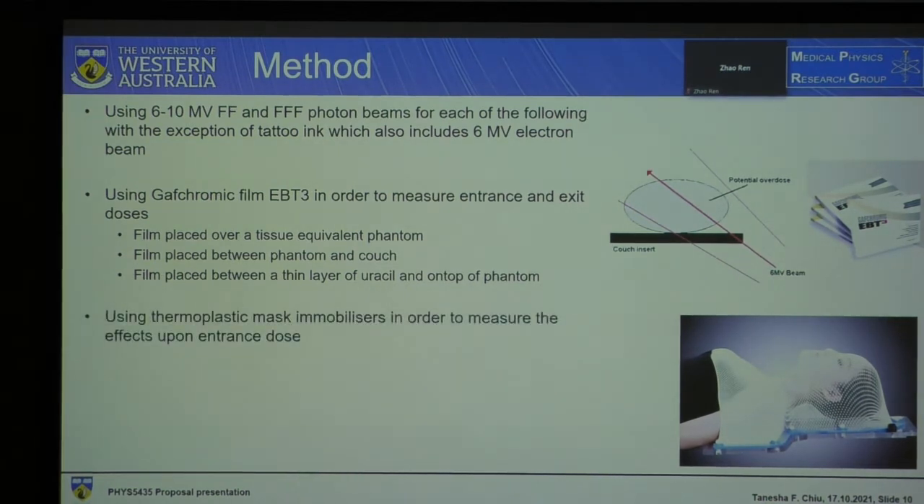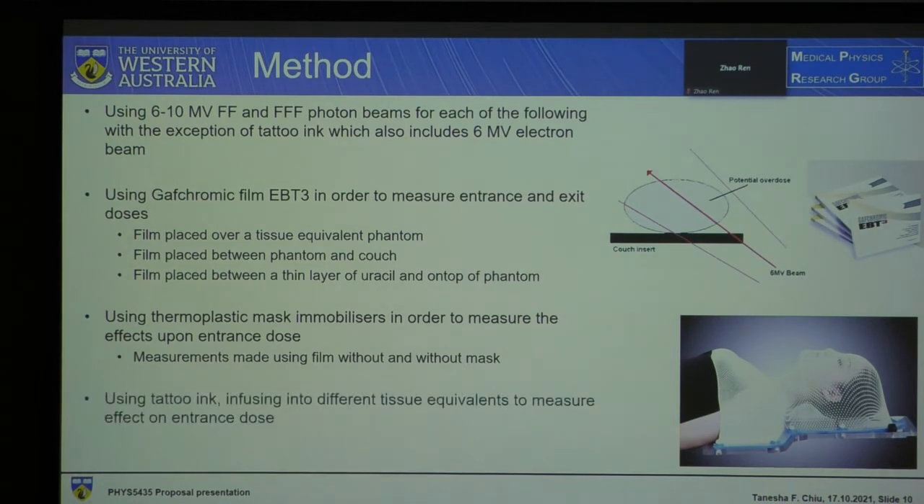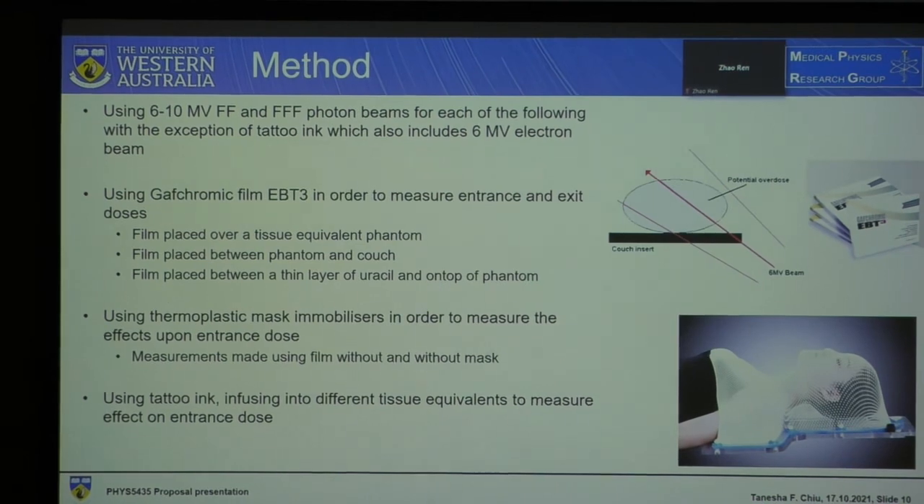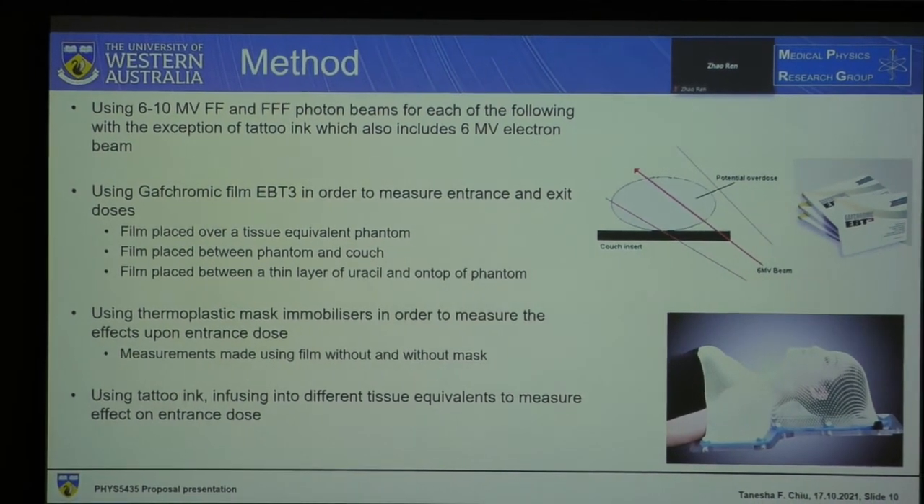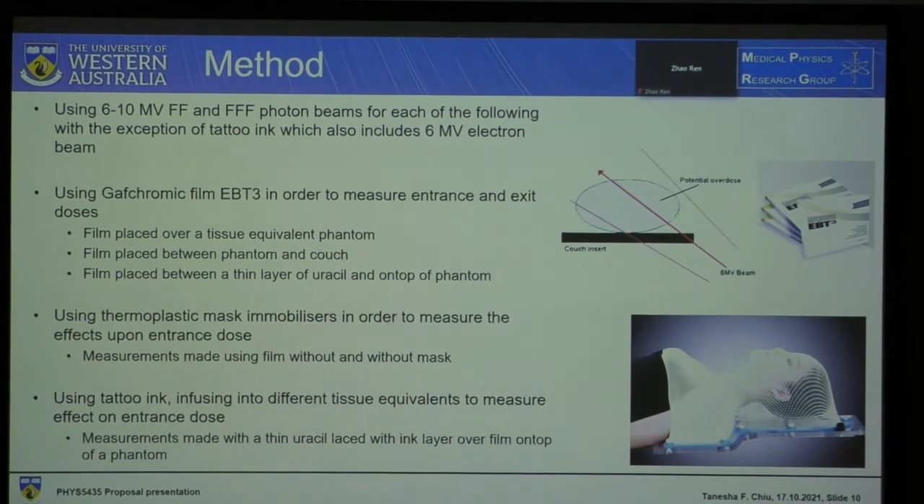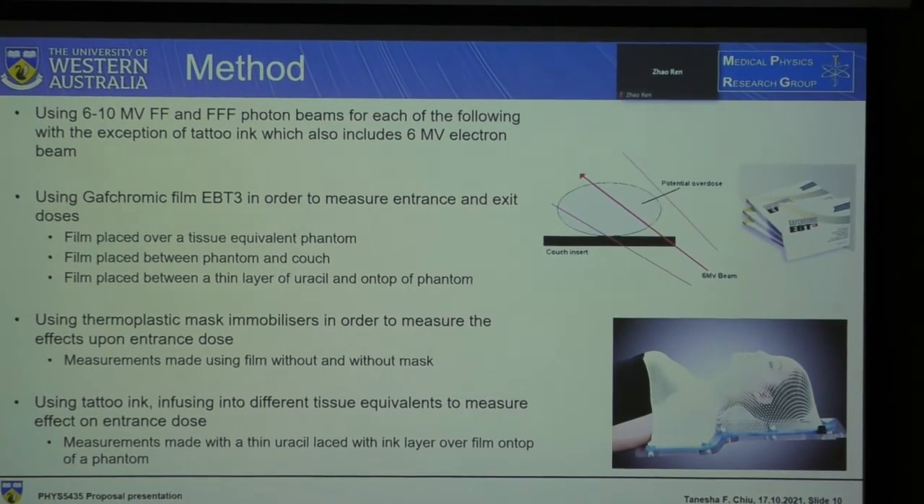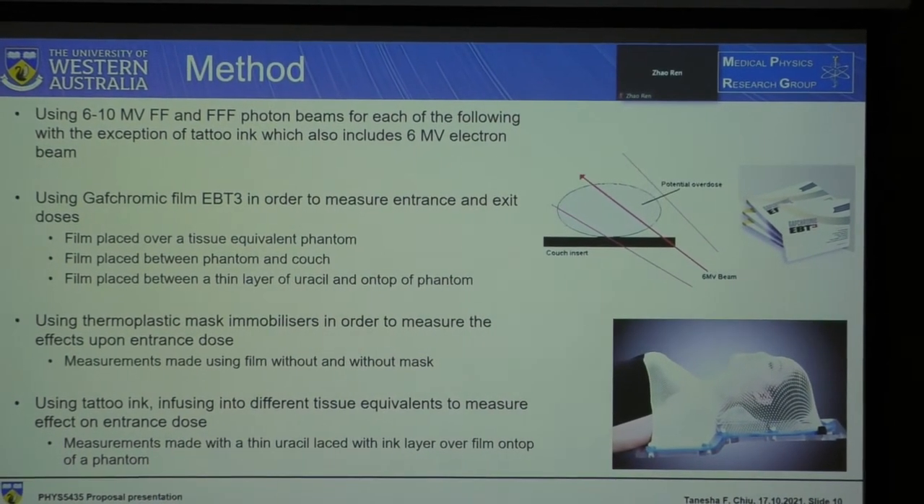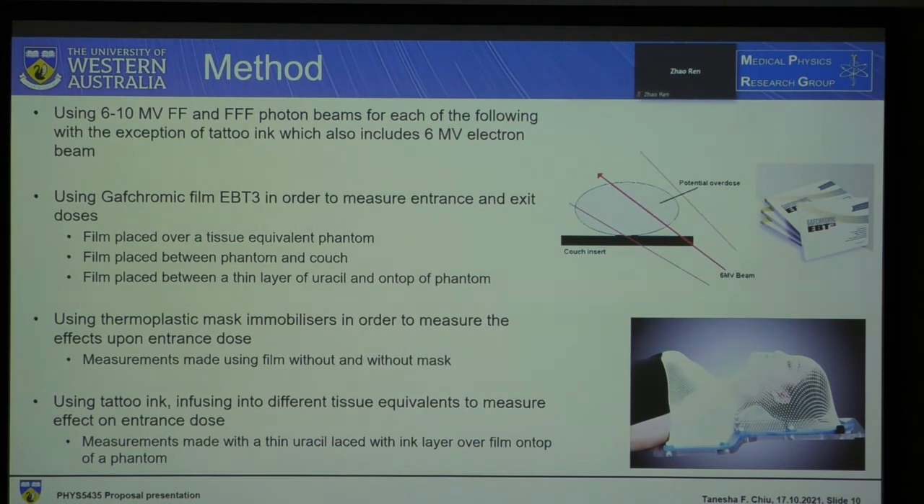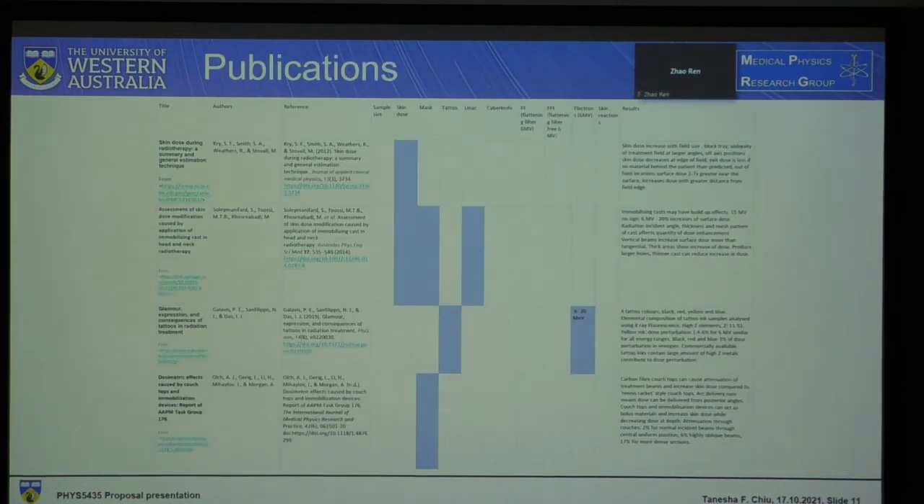Next, I'll be measuring skin dose of thermoplastic mask immobilizers in order to measure the effects upon entrance dose. And this will be done using film with and without the mask. Lastly, using tattoo ink, which will be infused in different tissue equivalents in order to measure the effect on entrance dose. So an example of this will be, again, using a thin layer of uracil, and this will be laced with ink, placed over a film and on top of a phantom.